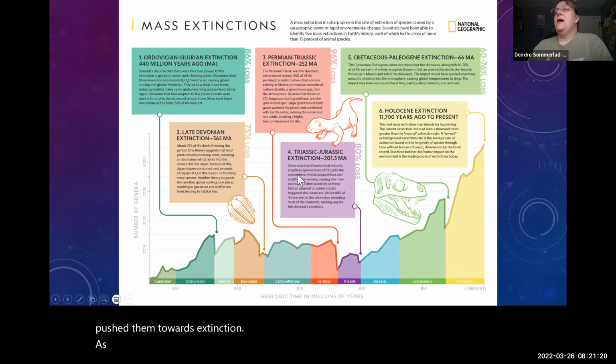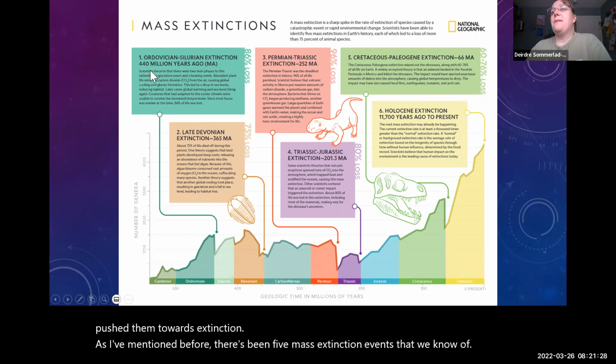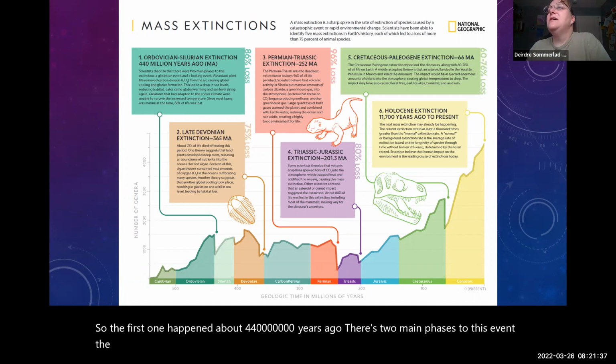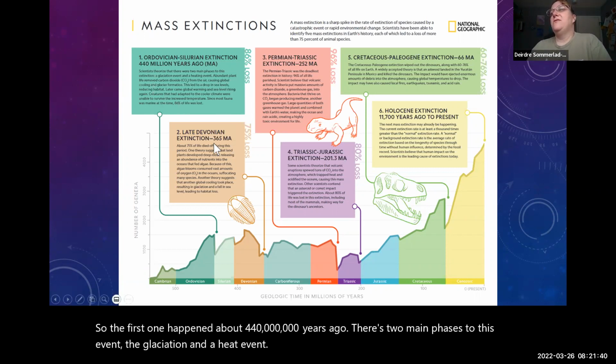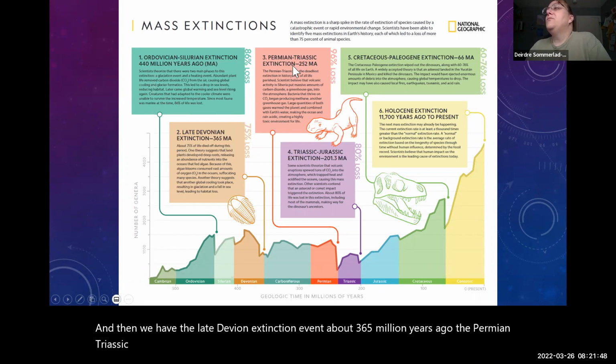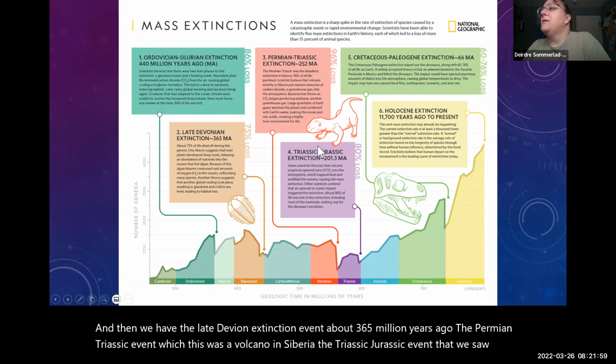As I've mentioned before, there have been 5 mass extinction events that we know of. The first one happened about 440 million years ago. There are 2 main phases to this event, a glaciation and a heat event. And then we have the late Devonian extinction event about 365 million years ago. The Permian-Triassic event, which was a volcano in Siberia. The Triassic-Jurassic event, that we saw 201 million years ago.